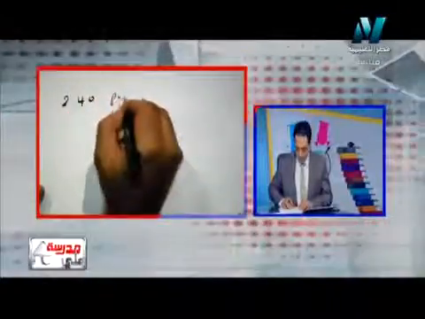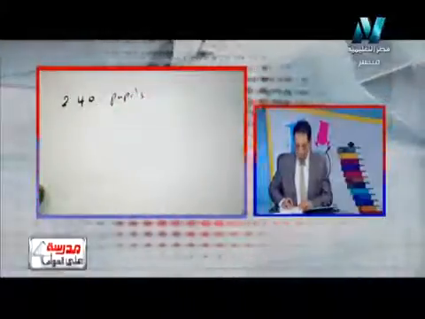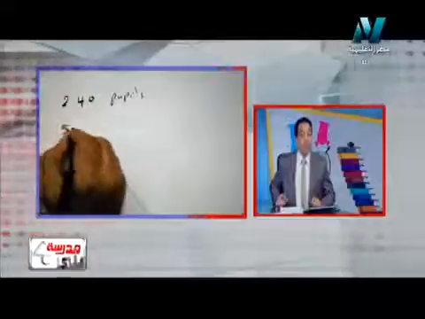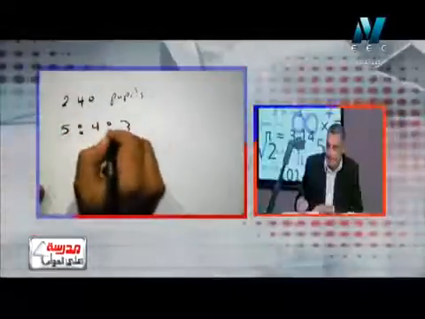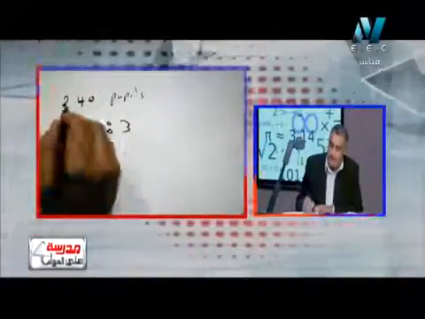Let's go back again to more examples. This one says the number of pupils of a primary school in the first, second and third grades is 240 pupils, the total number of pupils. The ratio among the three grades is 5 to 4 to 3. Calculate the number of pupils in each grade.